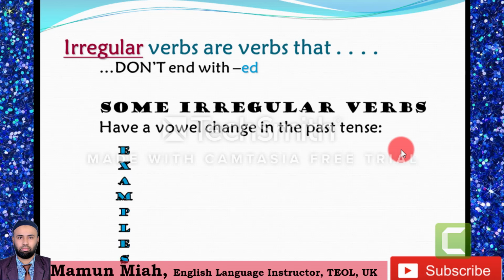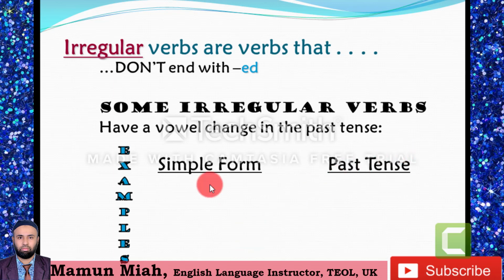Look, here are some examples. Past simple and past tense. Look, simple form, that means verb base form, and past tense, that means verb in past form. Become, became. What is the difference between the two verb forms? The first one, O, the vowel has been changed. In the second one, A.